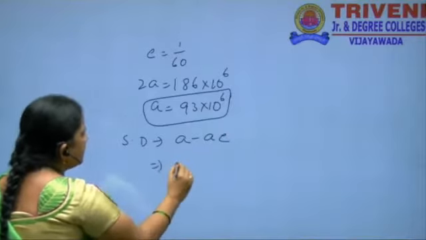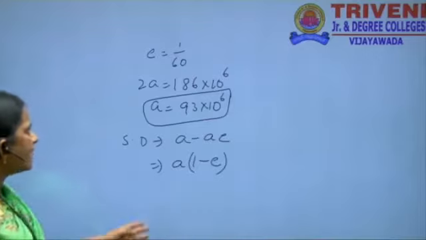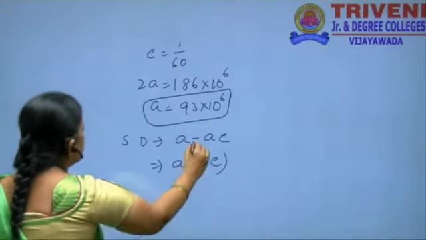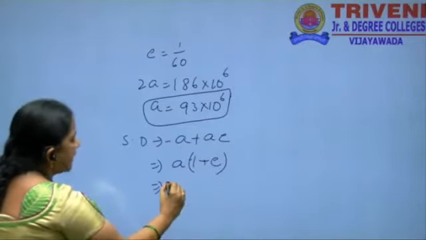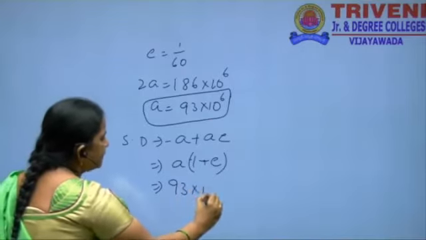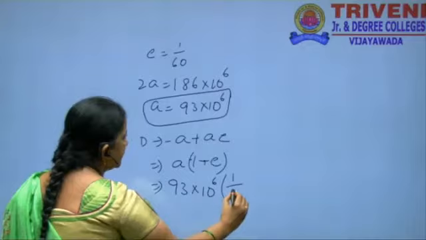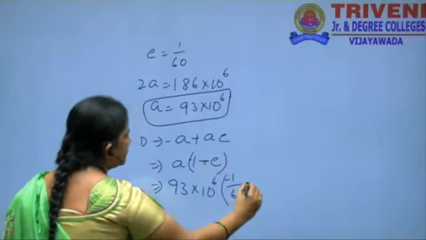That is, a will be common here: a(1 minus e). Already you know the value of a and e also. So 1 minus e is, a is 93 into 10 power 6, the value of e is 1 by 60, so 1 minus 1 by 60.